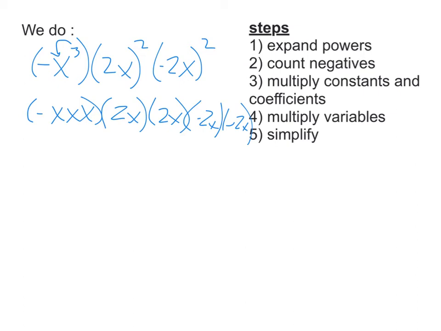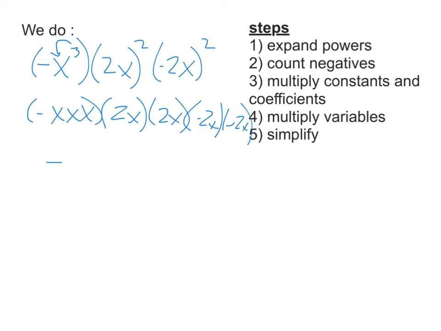All right, now we can go to step 2 where it's just counting negatives. So I've got 1, 2, 3 negatives. So since I have 3 negatives, go ahead and think to yourself what that would be. That answer is going to be negative because there's 3 of them. There's an odd amount, it's going to be negative. Now what I can do is multiply, step 3, multiply constants and coefficients.